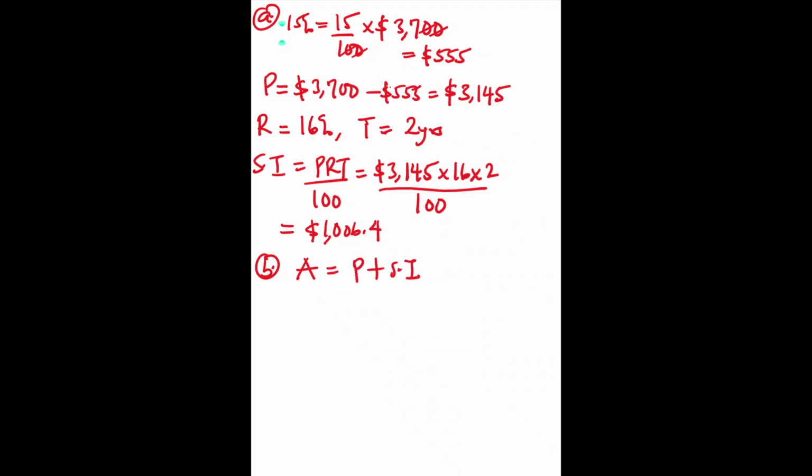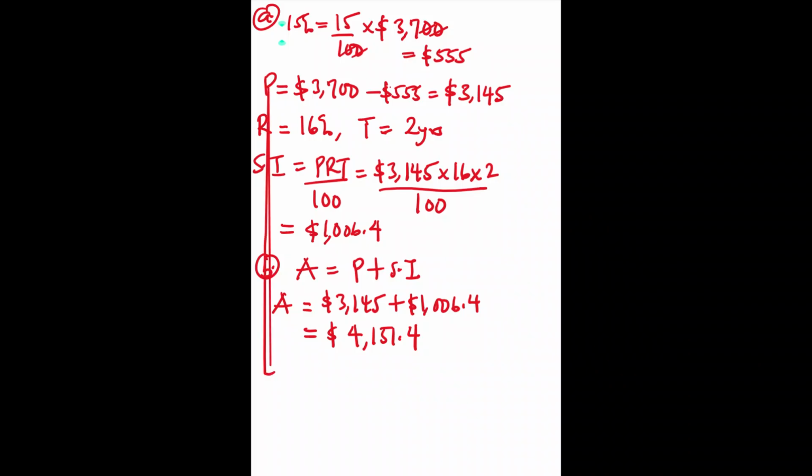So now for B, we are asked to find the amount. So the amount is the principal plus the simple interest. So this principal, we already know that the principal is 3,145 and the simple interest is $1,006.4. So our final answer will be $4,151.4.